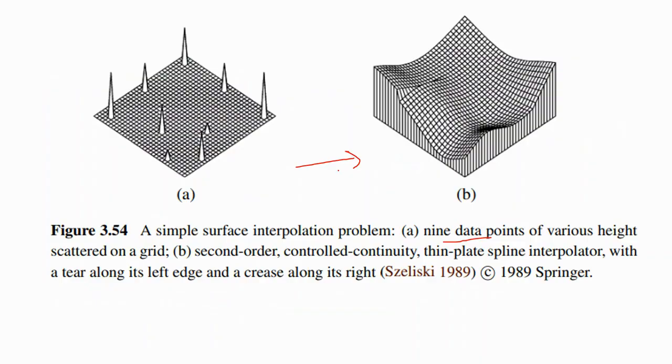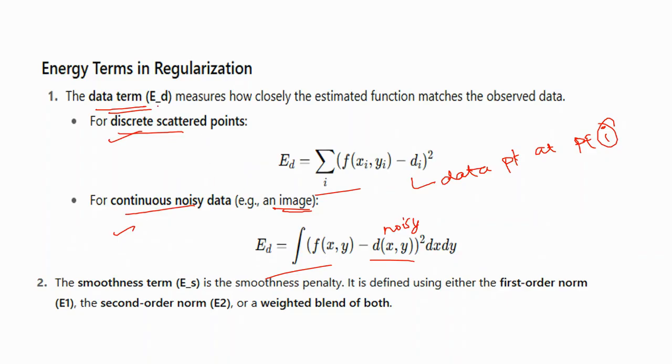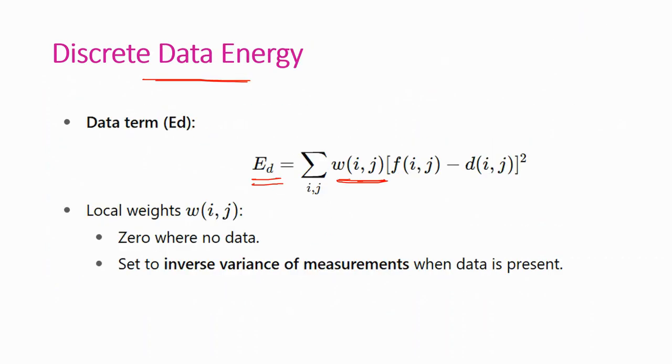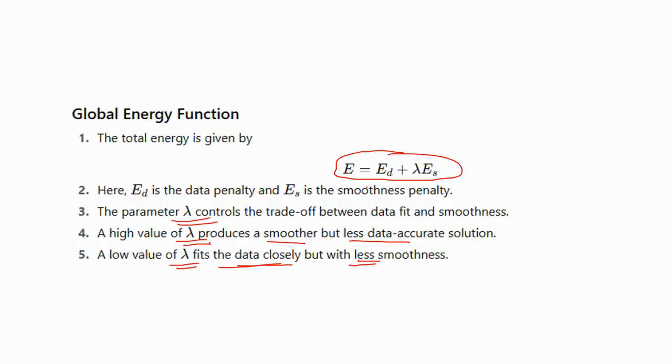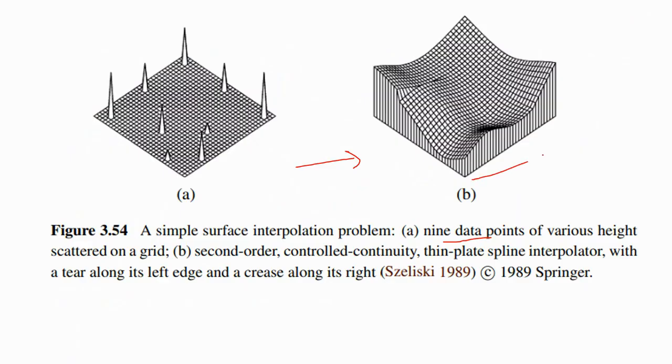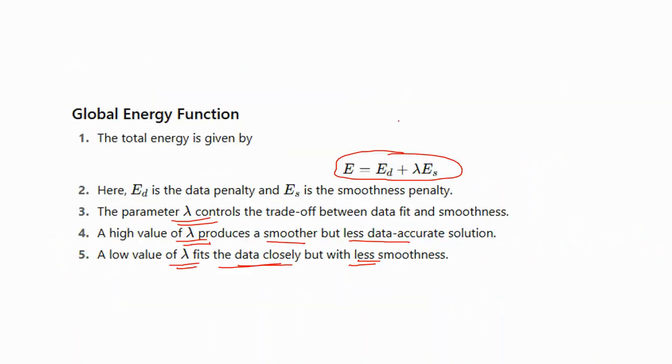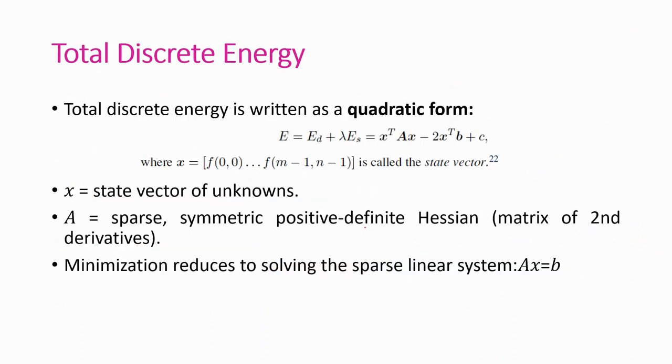So when compared to previous data term, so this is the energy data term in continuous domain. So previously we have represented f of xy minus d of xy. Before that we have added a weight term. This w represents the local weight. Based on this local weight only, this image height and everything will be defined. Okay, so that is represented as w. So total discrete energy same, E equal to Ed plus lambda into Es.